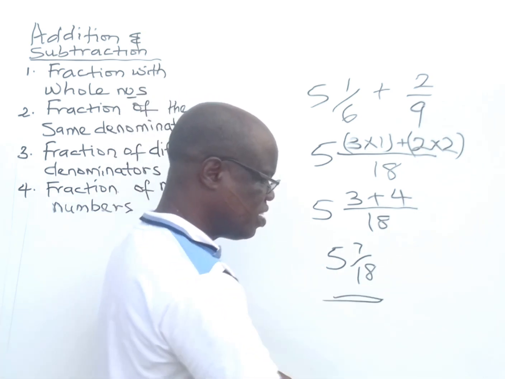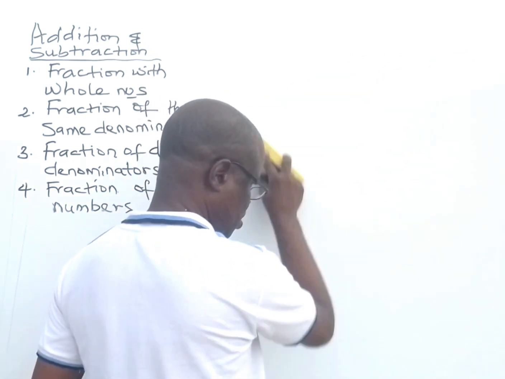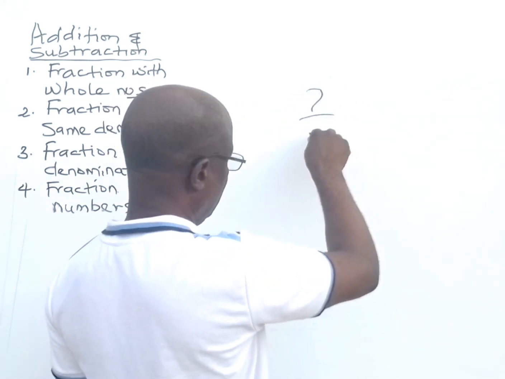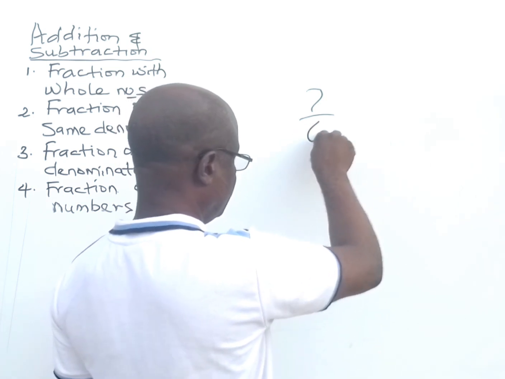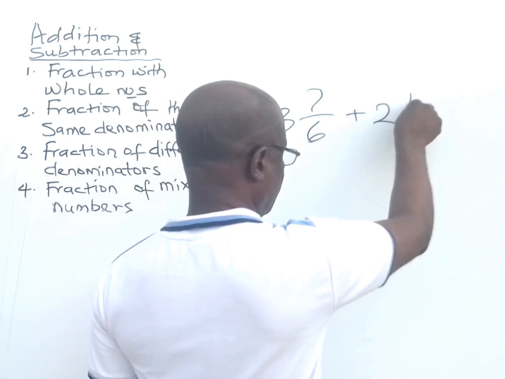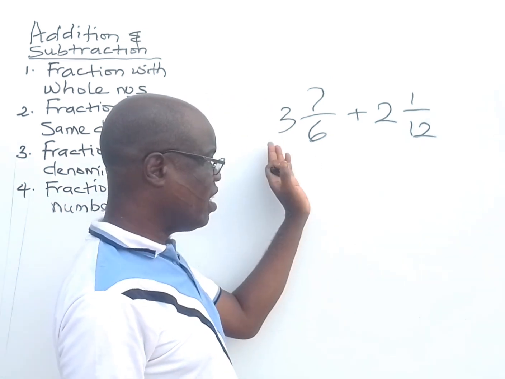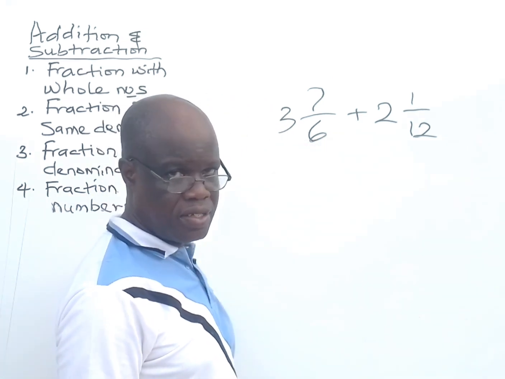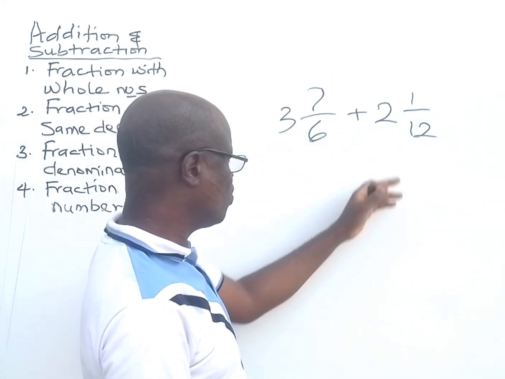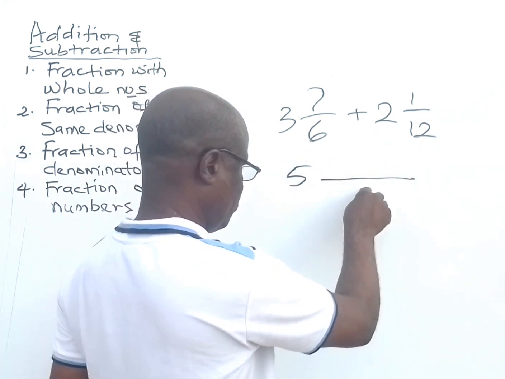But suppose you have it this way: 3 and 7 over 6 plus 2 and 1 over 12. If you get the LCM the way you've been doing it, the LCM of this will be 12. You add this 3 and 2, and that will give you 5. So the LCM is 12.